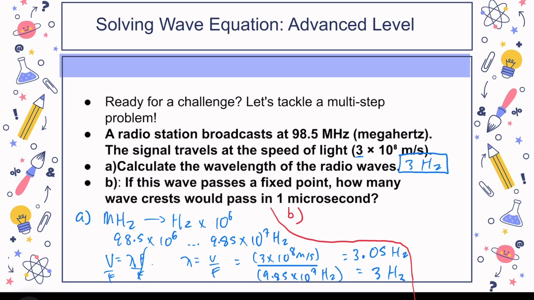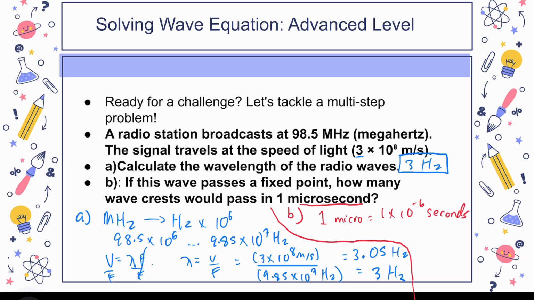Now, for part B, there are 2 things we need to figure out. First of all, we need to figure out how many microseconds are in a second. And the answer is 1 million, right? We say that 1 microsecond is going to be equal to 1 times 10 to the negative 6 seconds.